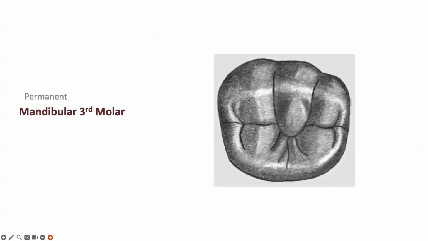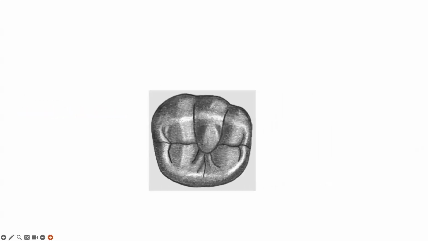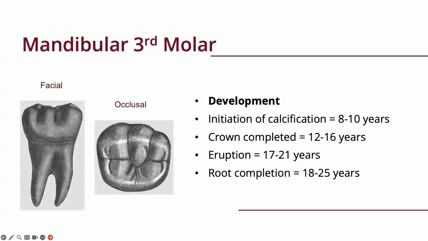We will now look at the permanent mandibular third molar in more detail. The development of the mandibular third molar begins with the initiation of calcification between the ages of 8 and 10 years. The crown will complete its formation between the ages of 12 and 16 years. It erupts into the oral cavity between the ages of 17 and 21 years, and the root will complete its formation between the ages of 18 and 25 years.